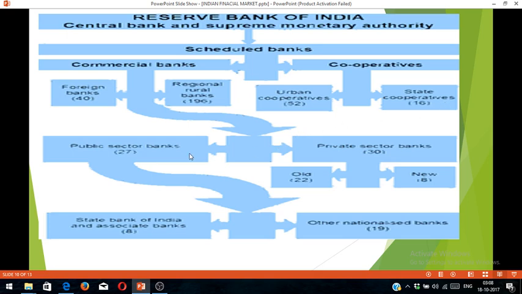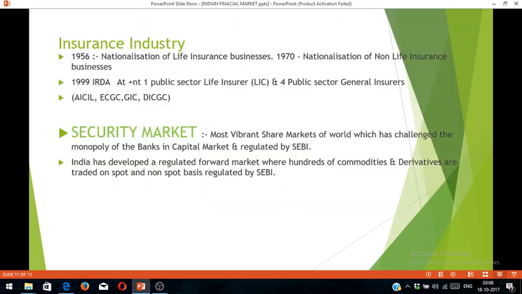Commercial banks may be public sector banks or private sector banks. There are 27 public sector banks and 30 private sector banks. Out of the 30, 22 are old and 18 are new. These are the brief hierarchy of the banking industry of India.